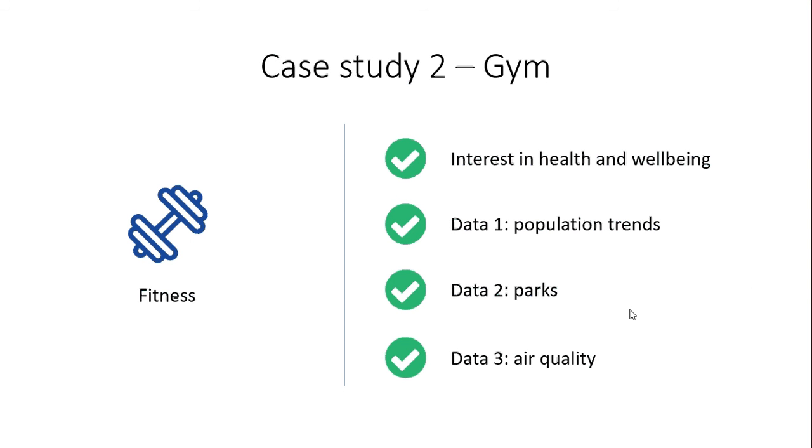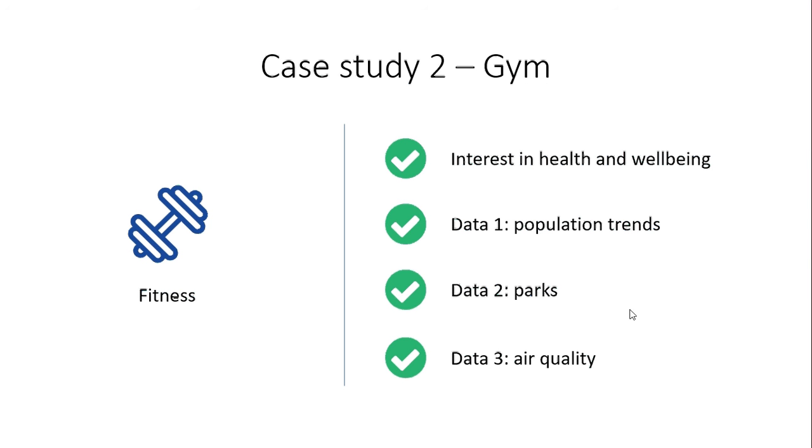The second case study is where you have a lot of fitness centers or gyms. Their value creation is in terms of well-being. They really want to look after people's health and make sure they're fit. They might be interested in the population trends, the nearby parks, and the air quality around each suburb. The reason is that these three data points are the business drivers for them.